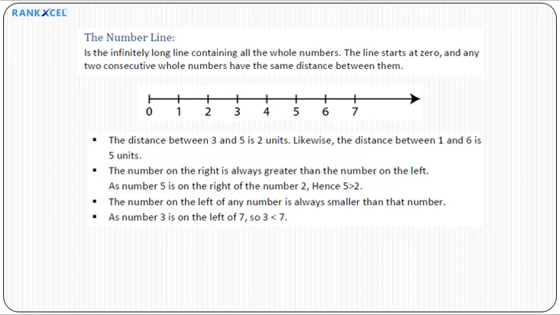The number on the right is always greater than the number on the left. As number 5 is on the right of the number 2, hence 5 is greater than 2. The number on the left of any number is always smaller than that number. As number 3 is on the left of 7, so 3 is less than 7.